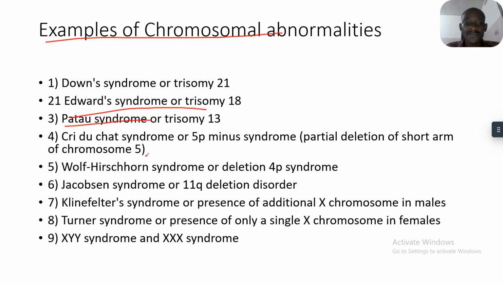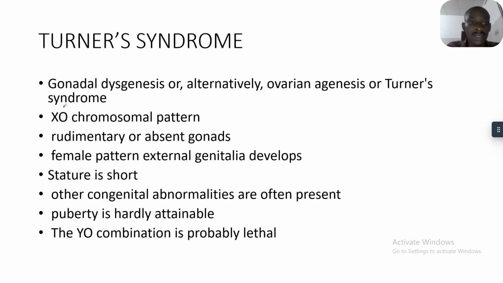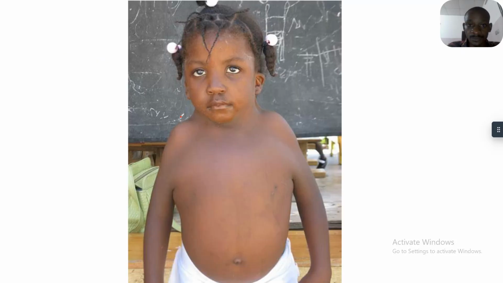We have Klinefelter syndrome or the presence of an additional X chromosome in males. We have Turner syndrome or the presence of a single X chromosome in females. We have the XYY syndrome or the XXX syndrome. Now we'll be picking two examples from these syndromes that we spoke about and talking about the most commonly found. The first one I will be talking about is Turner syndrome.